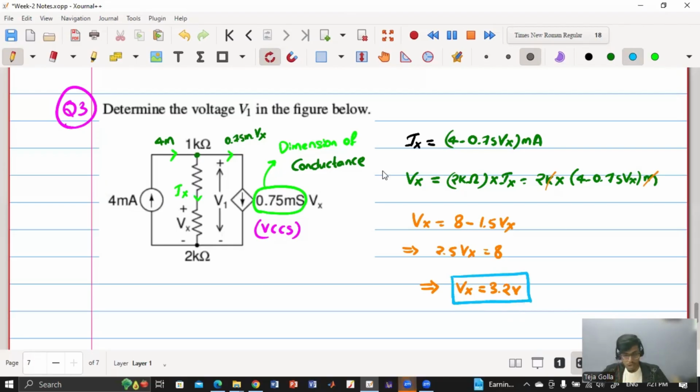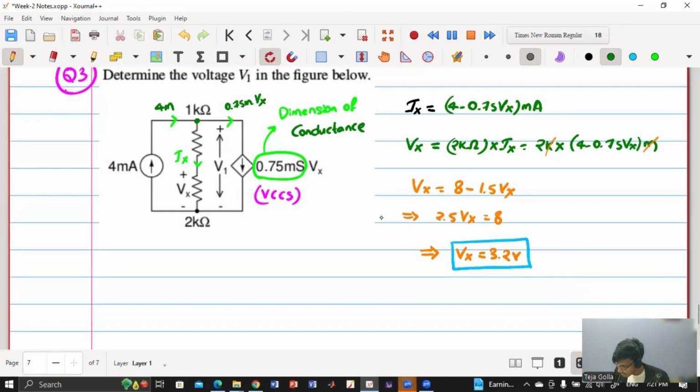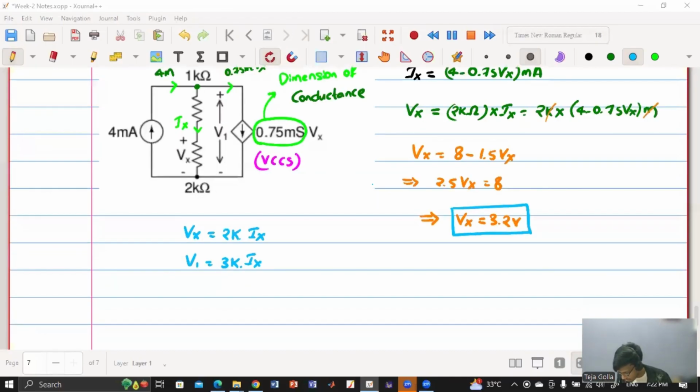V1. So I know that Vx is equal to 2k into Ix, and V1 is equal to 3k into Ix. Agreed? Yes, sir. Okay. So now what I will do is I will divide. So I'll get Vx by V1 is equal to 2 by 3, or V1 is equal to 3 by 2 into Vx. Agreed?